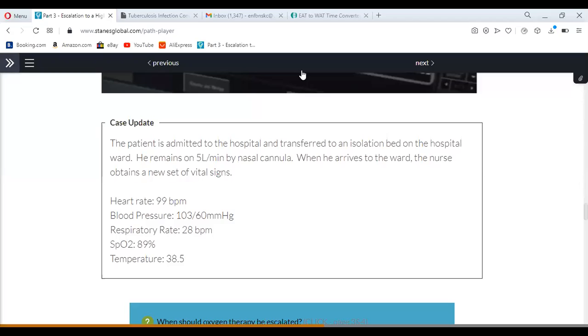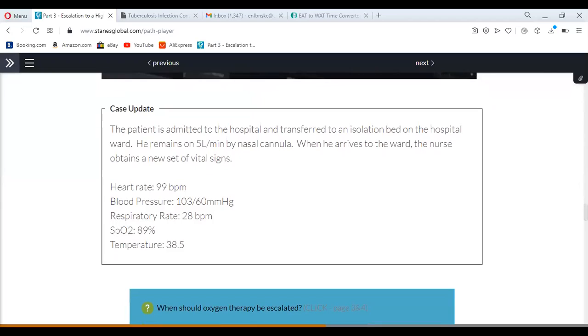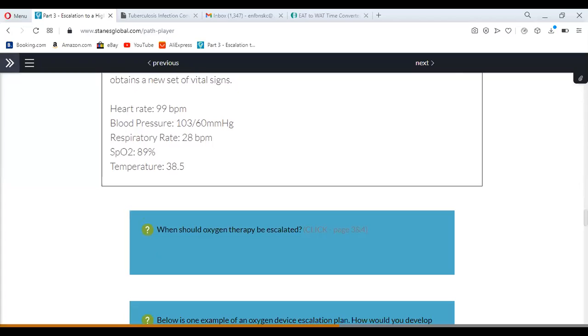Respiratory rate now is 28 breaths per minute, up from 18. And then saturation now is 89% on 5 liters per minute via nasal prong. Supplemental oxygen is saturating 89%. Temperature now is 38.5 degrees Celsius. Okay, so the question now is, when should oxygen therapy be escalated?